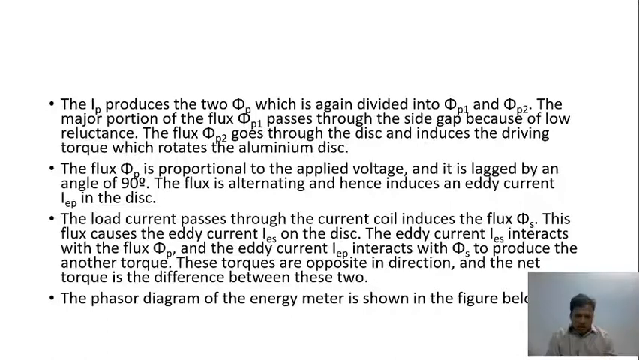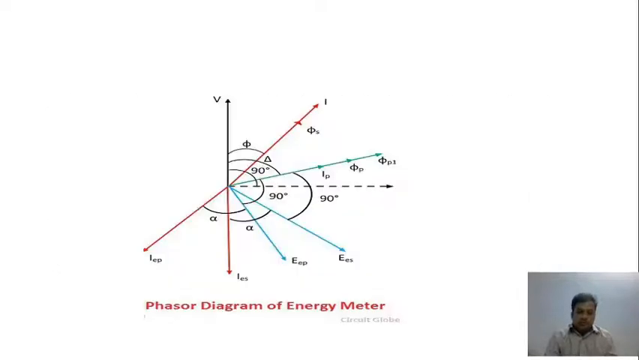The flux is alternating and hence induces an eddy current IEP in the disc. The load current passes through the current coil and induces the flux Φs. This flux causes the eddy current IES in the disc. The eddy current IES interacts with the flux Φp and the eddy current IEP interacts with Φs to produce another torque. These torques are in opposite directions and the net torque is the difference between the two. The phasor diagram of the energy meter is also shown in the figure.